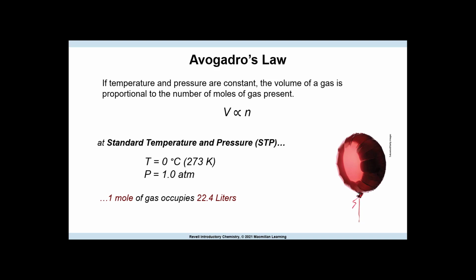Mathematically, we can say that the volume, which is V, is proportional to the number of moles of gas, which we represent with the letter n. The exact volume that a mole of gas occupies depends on its temperature and pressure. A temperature of 0 degrees Celsius, which is 273 Kelvin, and a pressure of 1.0 atmospheres is called standard temperature and pressure, or STP. At STP, a gas occupies a volume of 22.4 liters.